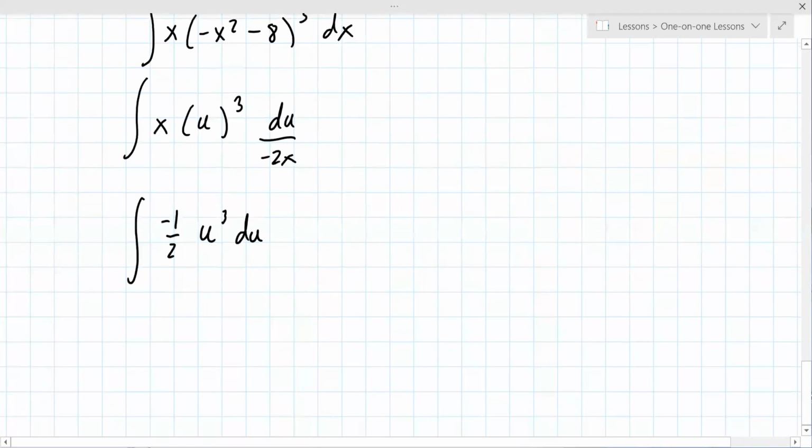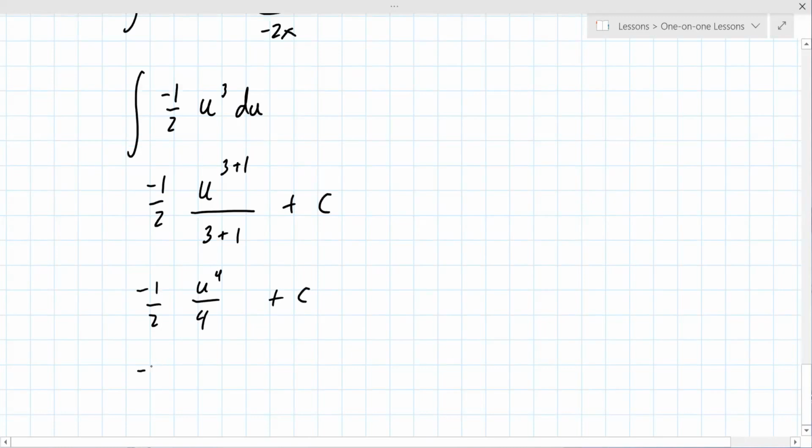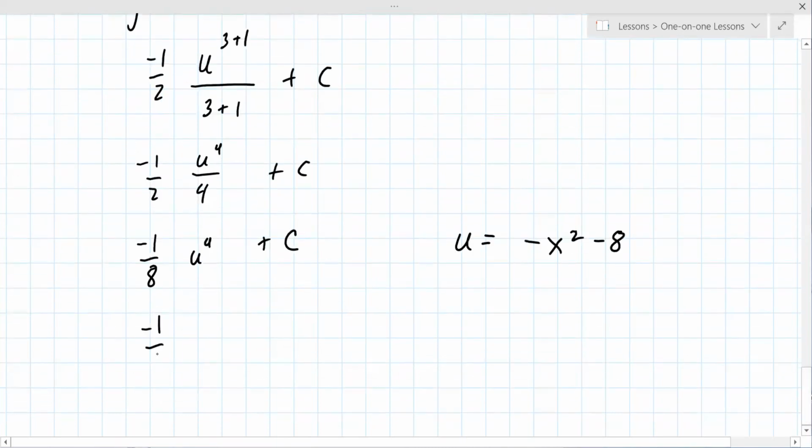So with the u here, you add 1, new bottom, plus c. This is a 4 on the bottom, so you have negative 1/2 u to the 4th over 4. The exponents always match, plus c. So it's negative 1 over 8 u to the 4th plus c. And your u this time, your u again was minus x squared minus 8. So you're going to substitute that back in.